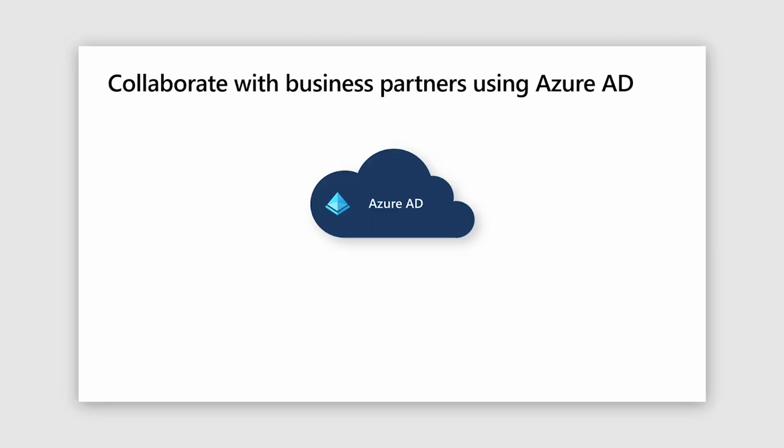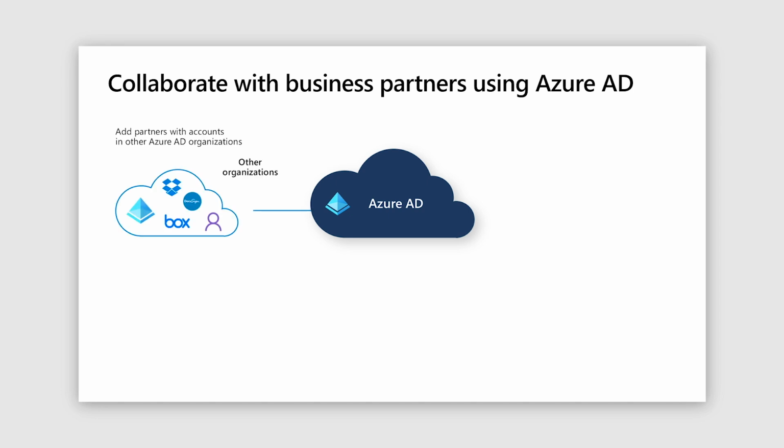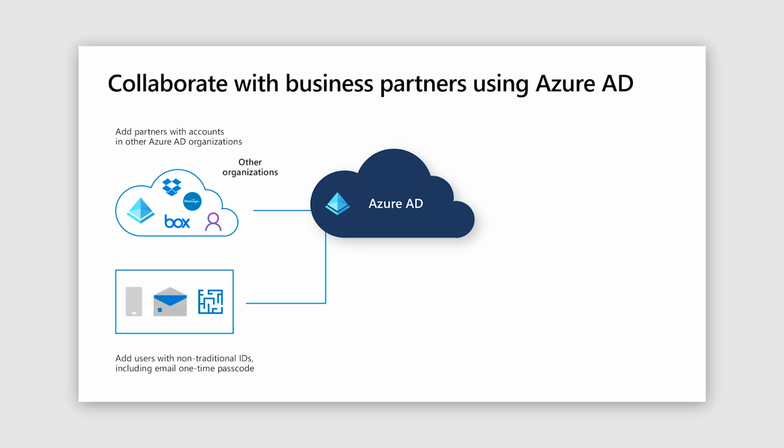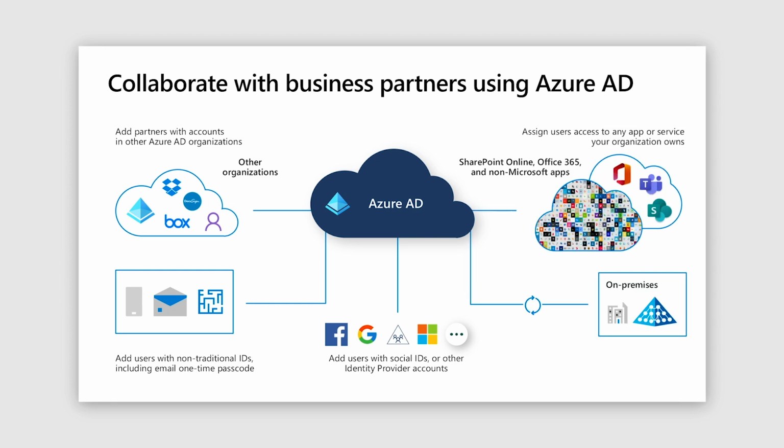Thanks, Nitika. Azure AD enables you to collaborate with your B2B partners. These could be suppliers, vendors, distributors, any type of B2B guest that you're inviting into your tenant. You can invite those users in with their accounts from other Azure AD organizations. You could use non-traditional IDs, including one-time email passcodes, or you can also use social IDs or an ID from a different identity provider. Those external partners can then connect to resources in your tenant, like SharePoint Online, Office 365 applications, in addition to SaaS apps and other custom on-prem line of business applications.